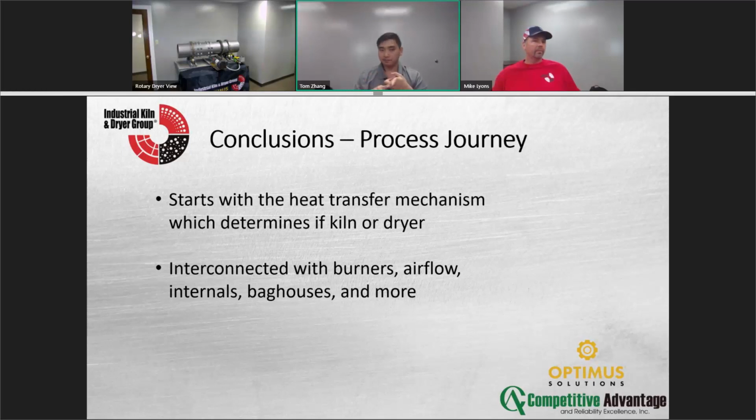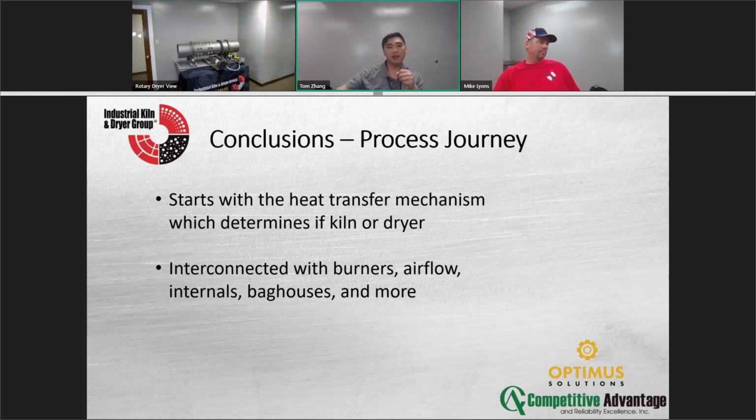Overall, from this journey, your heat transfer mechanism is determined by the kiln and the dryer, meaning it starts with radiation or convection. That determines the equipment. That determines everything else: your burners, your airflow, your seals, your internals, your baghouses, your secondary dust collectors, your primary dust collectors. This is a very, very light discussion. We can go very deep into it.